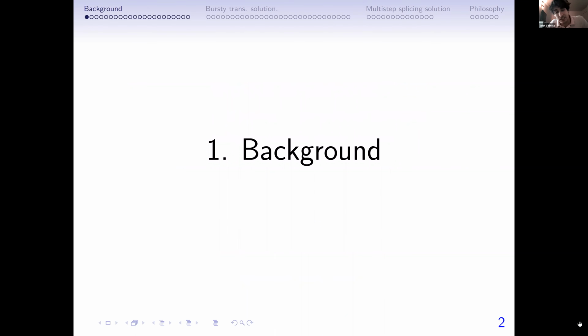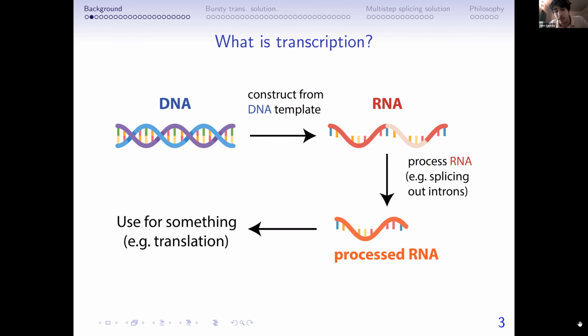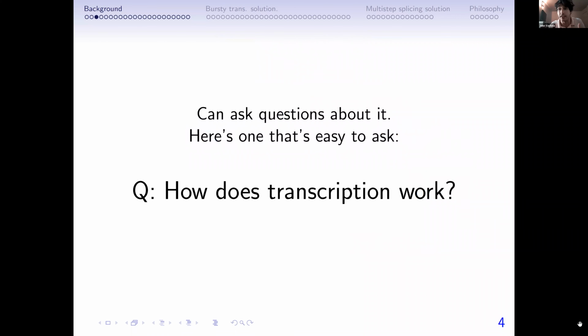So first, let's go ahead and set the stage. We're going to be talking about transcription, and in particular, splicing dynamics. At a very high level, transcription is more complicated than this cartoon, but you can think of it as you have a DNA template, you use that to construct some RNA, then you process that RNA, for example, by taking out pieces of it called introns, and then you use that RNA for something, for example, to make proteins or to regulate genes, whatever. So this is a thing that exists in the natural world, and we can ask questions about it. One easy to ask, but kind of unconstrained question is, how does transcription work?